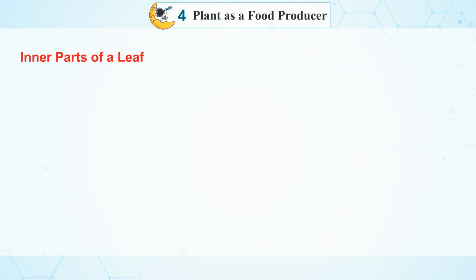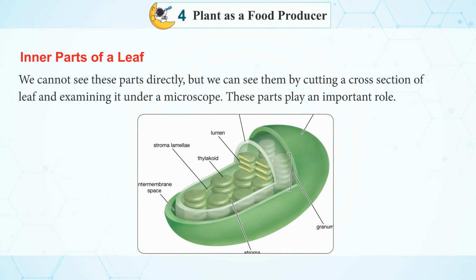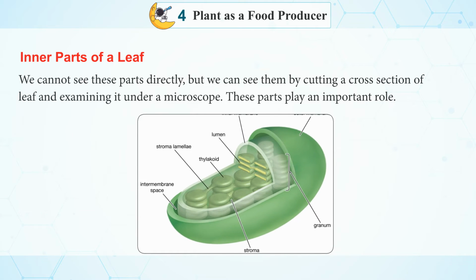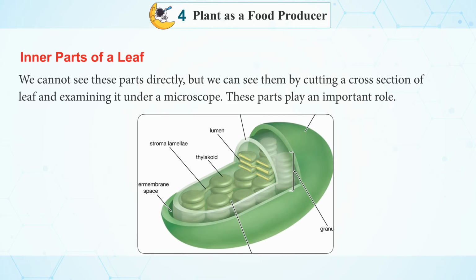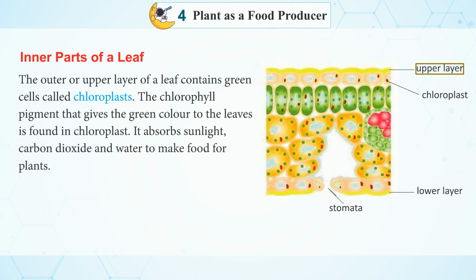Inner parts of a leaf. We cannot see these parts directly, but we can see them by cutting a cross-section of the leaf and examining it under a microscope. These parts play an important role. The outer or upper layer of a leaf contains green cells called chloroplasts. The chlorophyll pigment that gives the green color to the leaves is found in chloroplasts. Chloroplast absorbs sunlight, carbon dioxide and water to make food for plants.